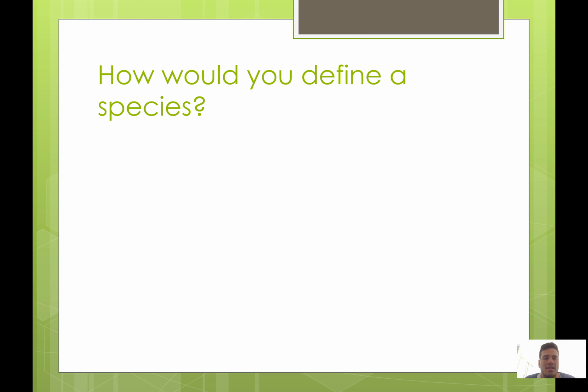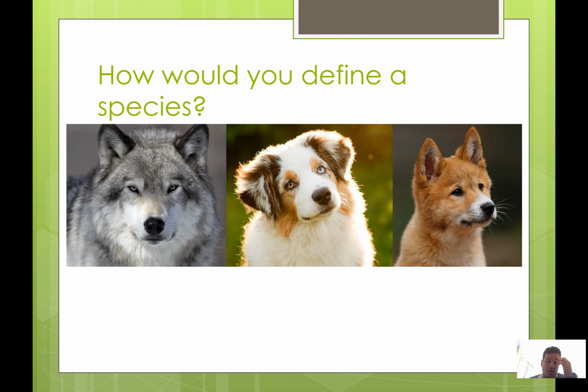So this all raises the question of how do we define a species, right? If we're getting crossbreeding across populations like this, how do we define a species? And it's actually really hard because here we have three individuals of different species, or not different species. So we have the grey wolf, the domestic dog, and the Australian dingo.